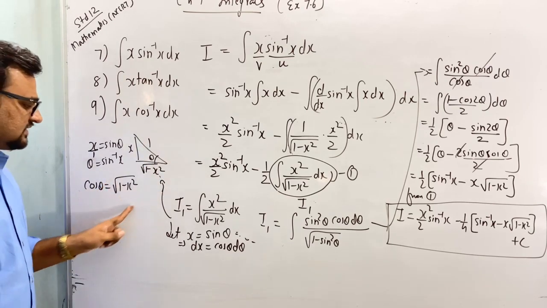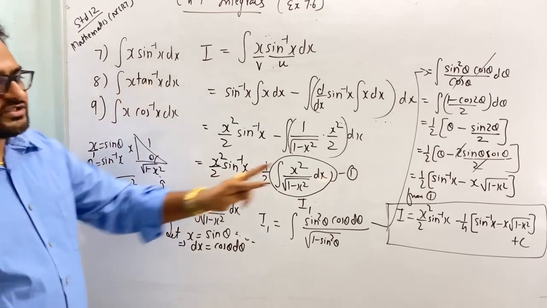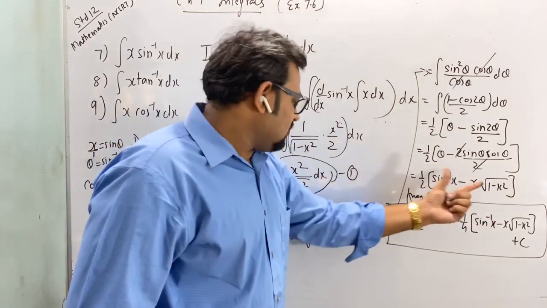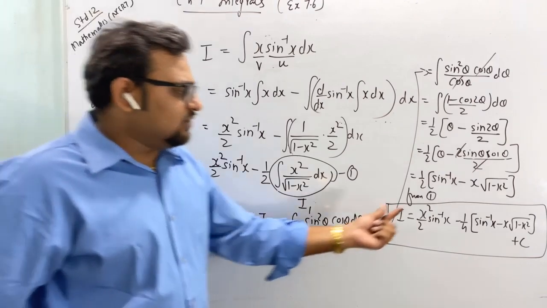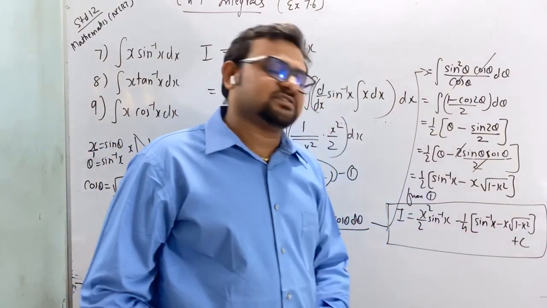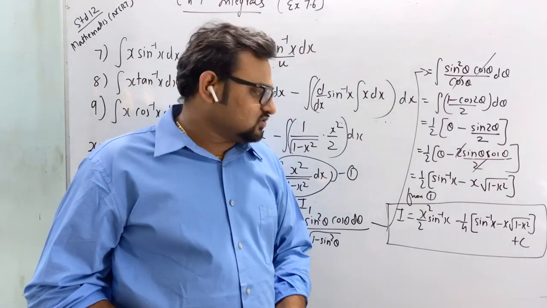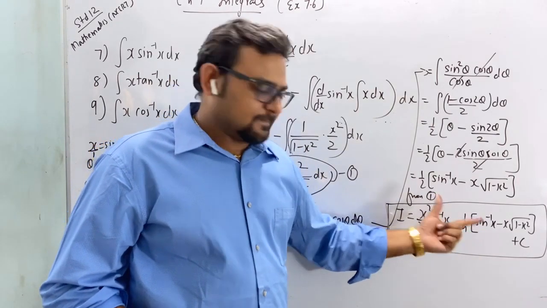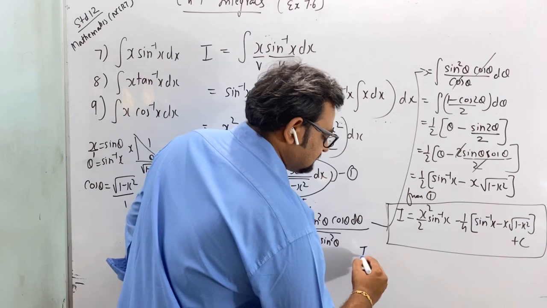So root of 1 minus x square by 1. So putting these two values and now joining it, we can add on x square by 2 sine inverse x minus 1 by 4 sine inverse x minus x square root of 1 minus x square. We can also solve it further in this way.